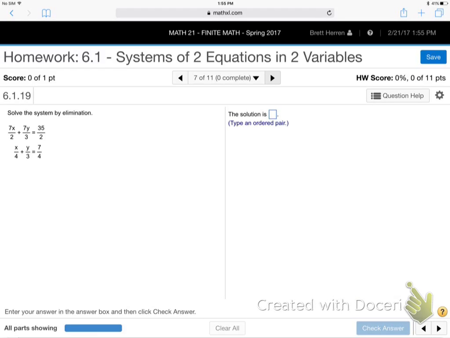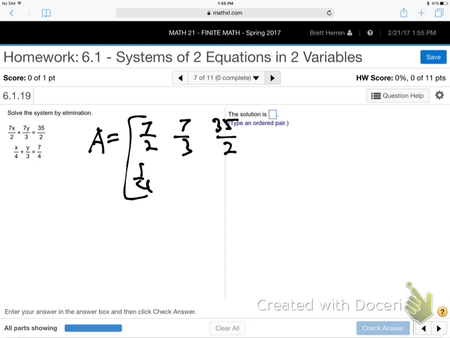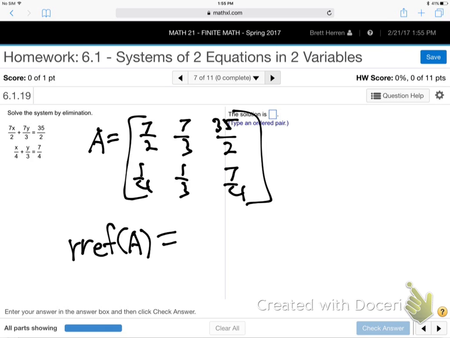Now that one with fractions. Okay, so the same kind of thing. Just try entering in matrix A: 7 halves, 7 thirds, 35 halves, 1/4, 1/3, 7/4, right? And do the RREF of matrix A and see what you get. So you guys getting the answer 3, 3? Is that good?